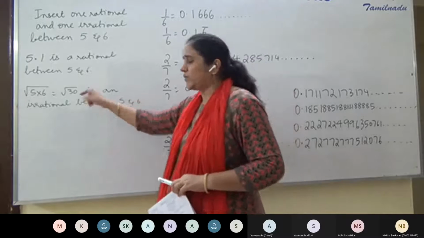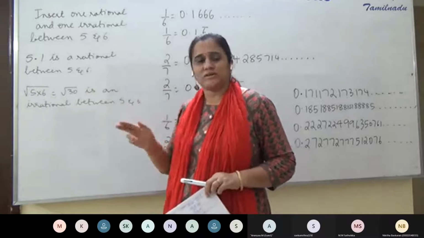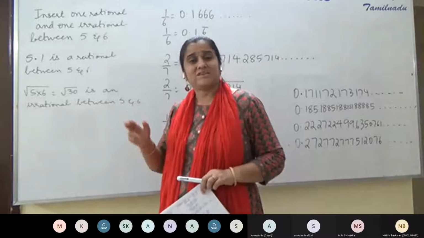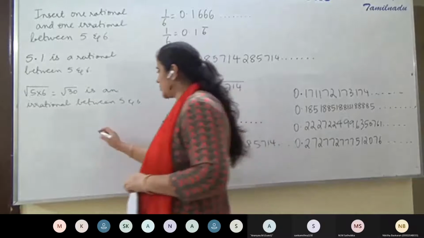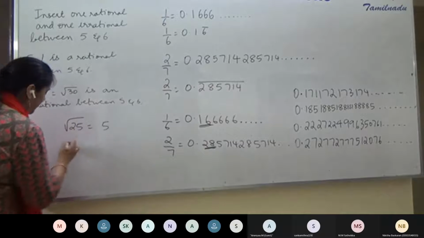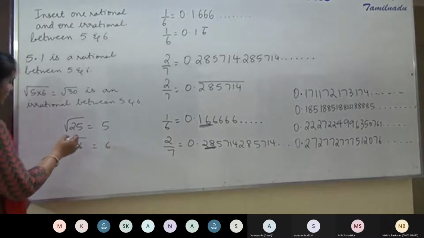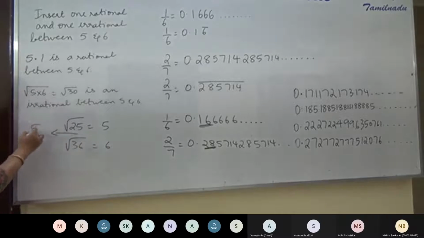Now here, square root of 30, you can just guess, right? 5 5s are 25, 6 6s are 36. See here, square root of 25 is 5 and square root of 36 is 6. Now, where is square root of 30? It's between these.